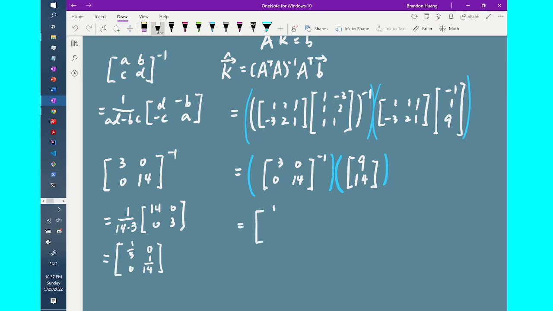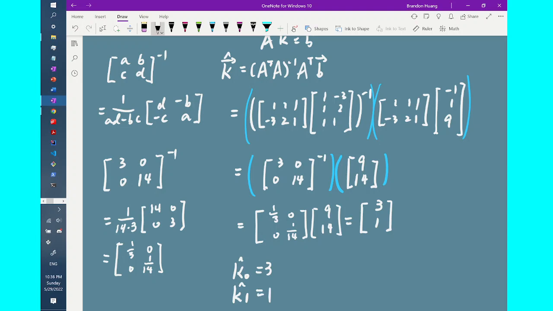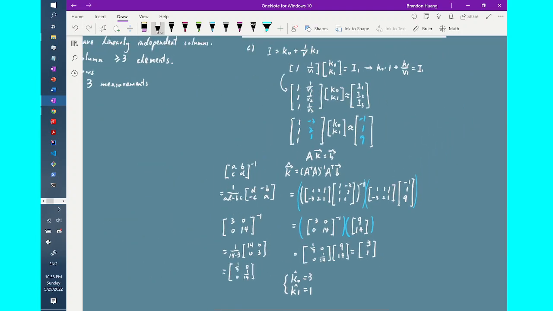So I am dealing with a matrix multiplication that I'm going to write on the left so that I can find the best estimate of K0 and K1. And last but not least, that ends up being 3 and 1. So K0 is approximately equal to 3, or the best estimate of K0 is 3, and the best estimate of K1 is equal to 1. So via the least squares algorithm, we have solved this question.